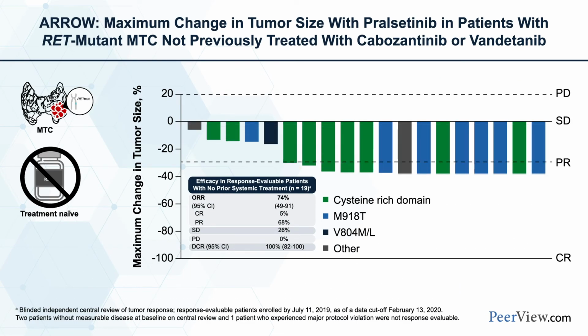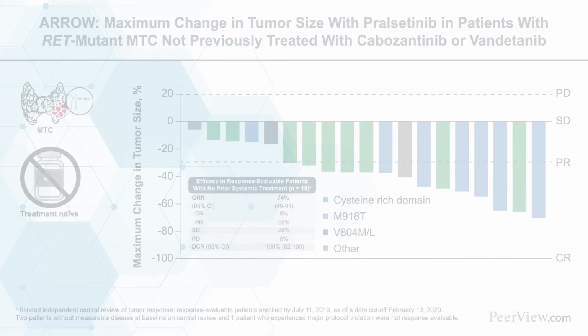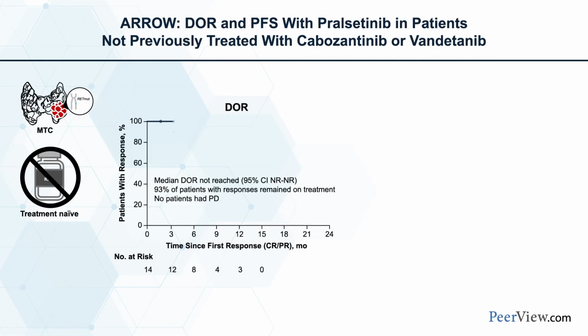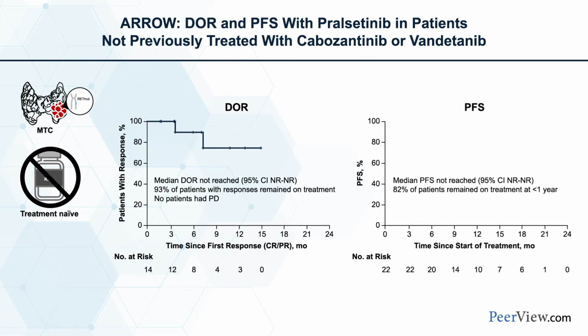When we look at patients who had no prior systemic therapy, their overall response rate goes up to 74%, and the disease control rate is now 100%. This is interesting and, of course, expected and what we saw before, which is that patients who are treatment naive tend to do even better than the patients who were pretreated with cabozantinib or vandetanib. Again, when we look at the duration of response and the progression-free survival, medians have not been reached. We're up to 24 months in the case of progression-free survival, and the duration of responses are over 15 months at this point. So again, a very durable response.